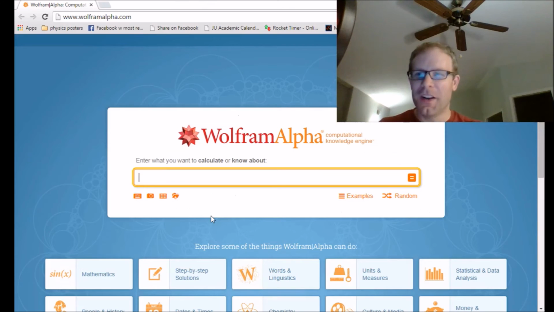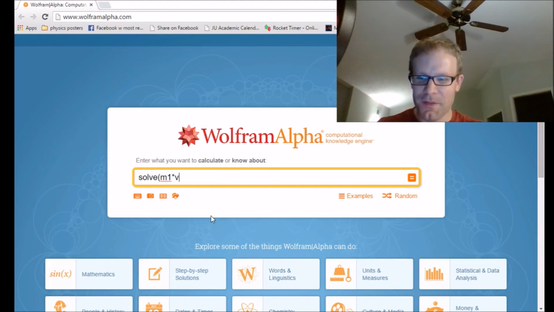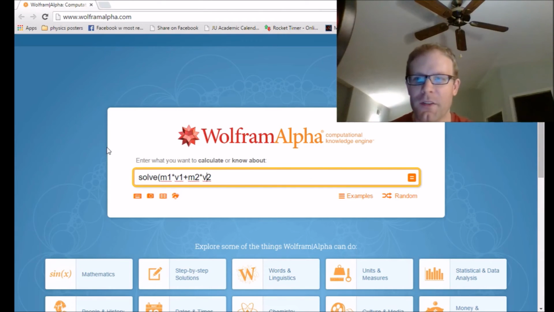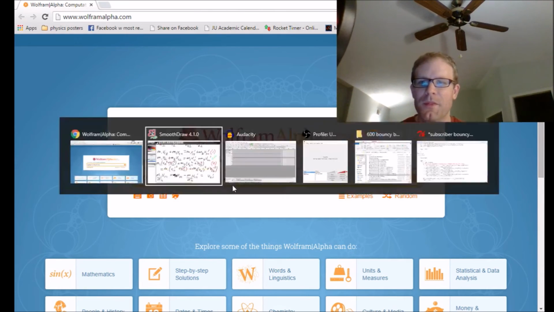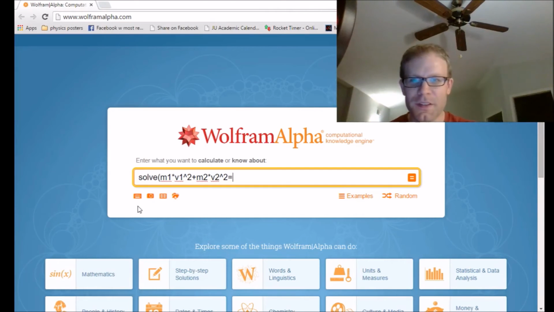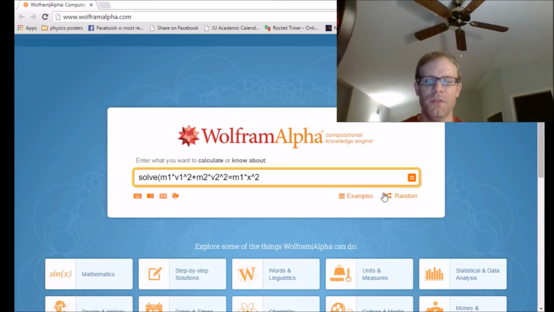Okay, so we're going to say that I want this to solve M1 times V1 plus M2 times V2. Oh, excuse me, I've already forgotten the square. There we go. Forgot which equation I was on. So M1 V1 squared plus M2 V2 squared equals M1 times the unknown thing squared plus M2 times something.